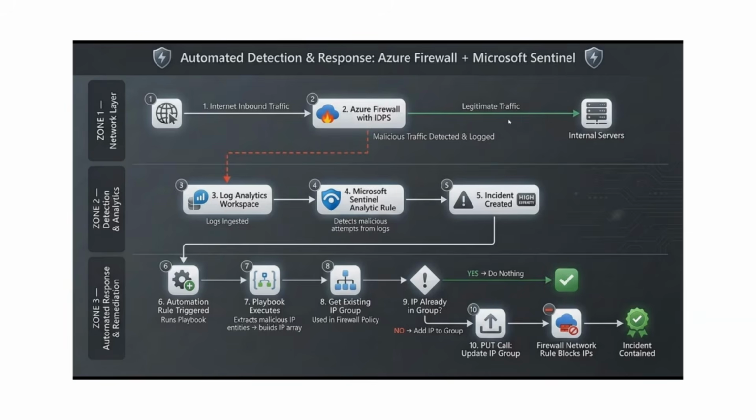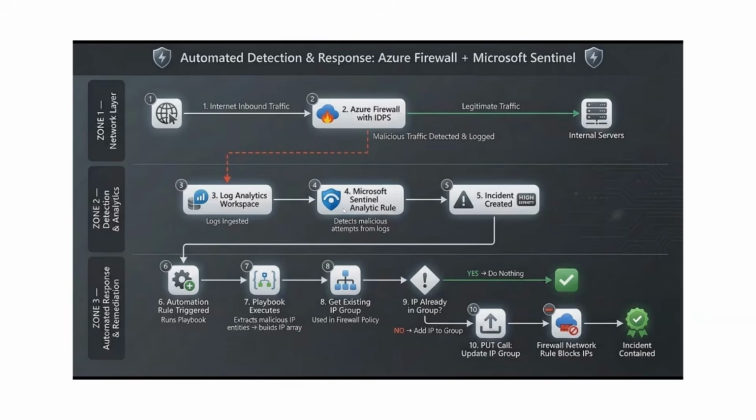The legitimate traffic, however, will go through to the internal servers if we have respective rules for that traffic configured on the firewall policy. All of the malicious traffic that was logged by the firewall will be sent to a Log Analytics workspace. We can configure the diagnostic logging setup on the firewall itself and specify a dedicated Log Analytics workspace that we want to send the logs to. From the Log Analytics workspace, the logs will be ingested by Sentinel.